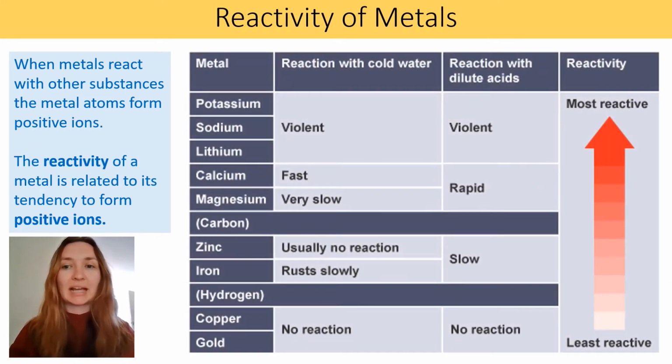This is the reactivity series. At the top we have the most reactive metals, and at the bottom we have the least reactive metals. Notice as well that we've got carbon and hydrogen, which are non-metals, which typically get included in the reactivity series. More on this later. So what you need to know is you need to know about the reactions with these metals with cold water and describe those reactions, and you should be able to describe the reactions with those metals with dilute acids. So have a look at that.